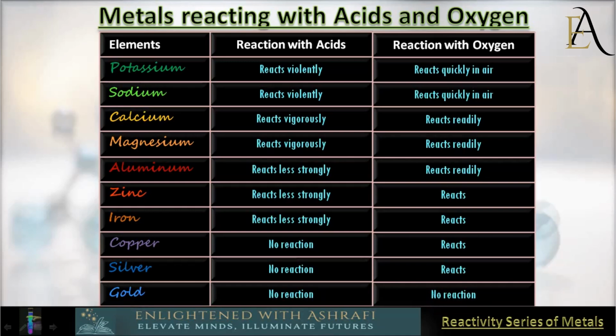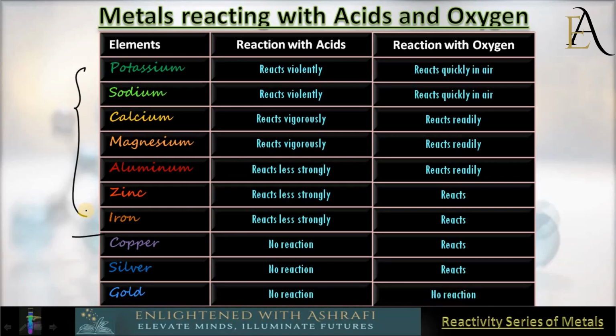Metals react with acids and oxygen. Firstly, we will see metals reacting with dilute acids, and later we will see how metals react with oxygen. So all the metals above hydrogen, that is potassium, sodium, calcium, magnesium, aluminium, zinc and iron, react vigorously with dilute acids, whereas copper, silver, gold do not react with dilute acids.